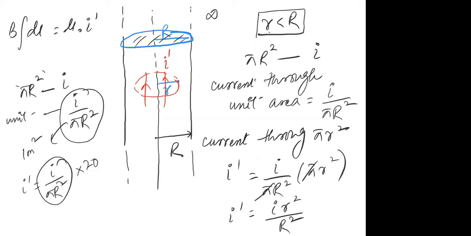Similarly, here we have this area through which I want the value of current. What is the current flowing through this small portion, which is the Amperian loop, that I am trying to find out? So here the current that I want is from the area pi r square, where small r is the radius of the Amperian loop. So I'll just multiply this area by the current through unit area.